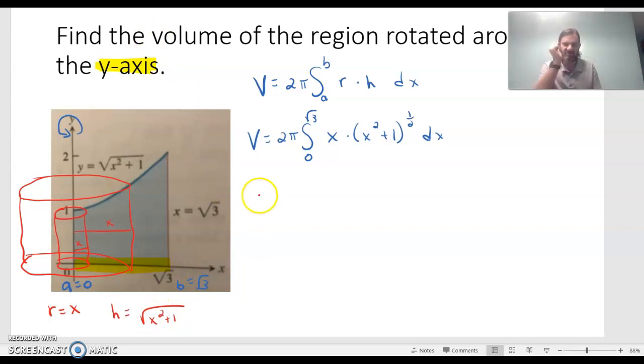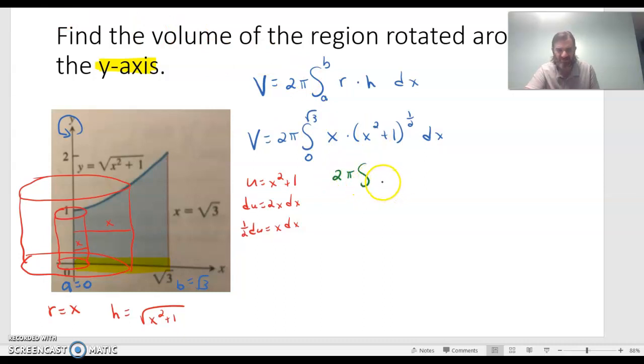So it looks like a u substitution to me. u equals x squared plus 1. du equals 2x dx. 1/2 du equals x dx. So in rewriting that, we would have 2 pi from somewhere to somewhere of the x dx will be replaced with 1/2 du, and the x squared plus 1 will be replaced with u, so it'll be u to the 1/2. Now I can get rid of this 2 on the outside by canceling with the 1/2 on the inside, because I can pull the 1/2 out.